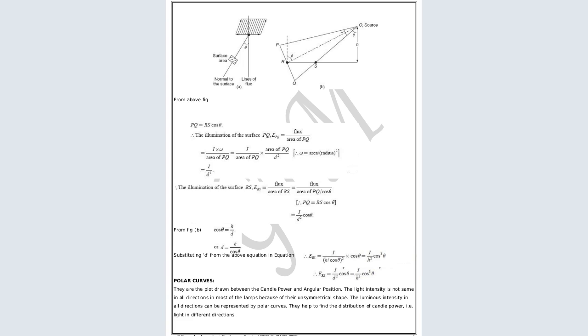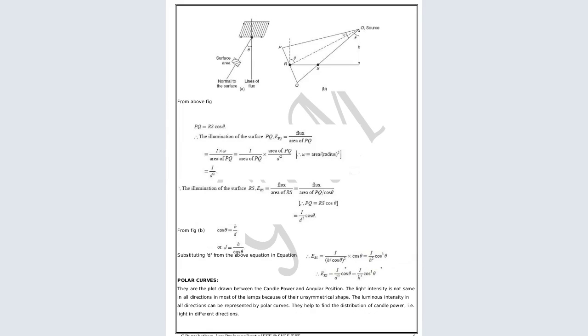Therefore, the illumination of a surface RS, ERS, is equal to flux over area of RS, which is equal to flux over area of PQ over cos theta. PQ is equal to RS cos theta, so 1 over D squared cos theta. Cos theta is equal to H over D. Now substituting D from the above equation, ERS is equal to 1 over H over cos theta squared times cos theta, which is equal to 1 over H squared cos theta.